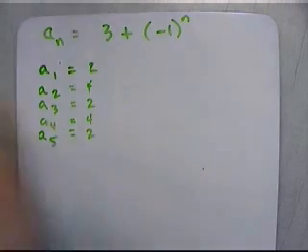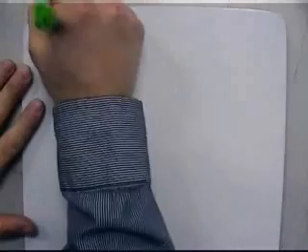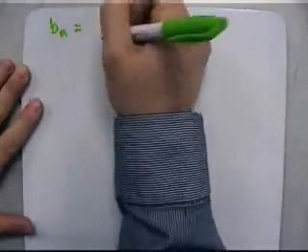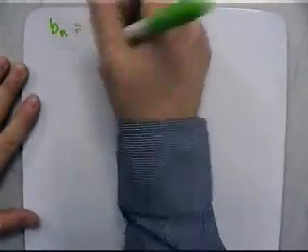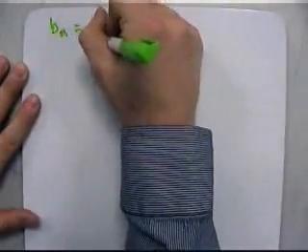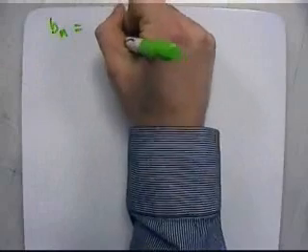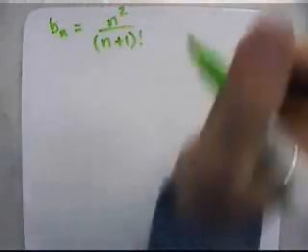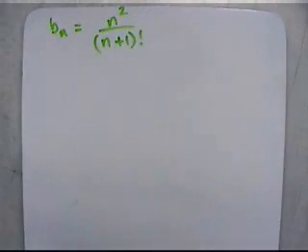All right, last one of this, finding the sequences, and then we'll do some a little bit harder stuff. Let's go ahead and do some b sub n. I know this isn't really calculus yet. We're getting there. We're so close. Let's do n squared over (n plus 1) factorial. Oh my gosh.